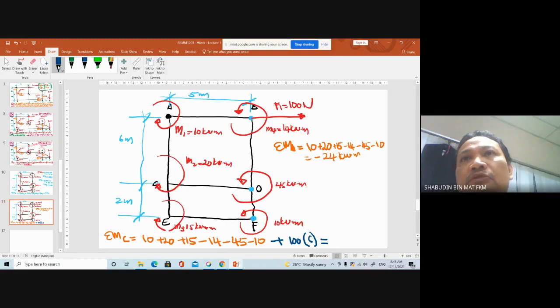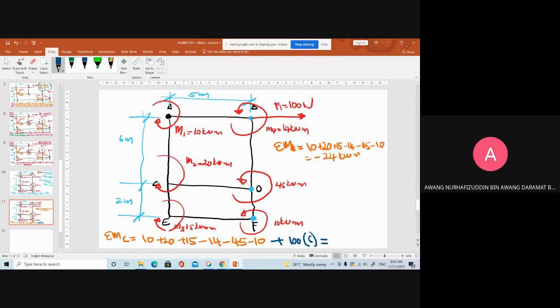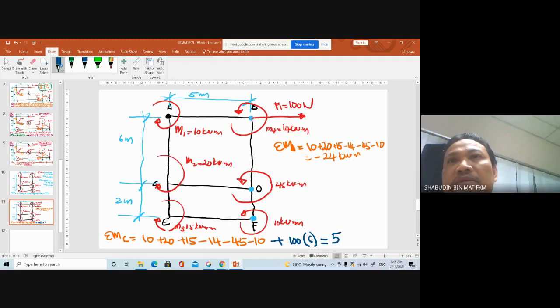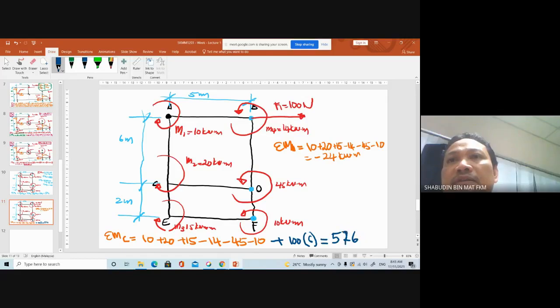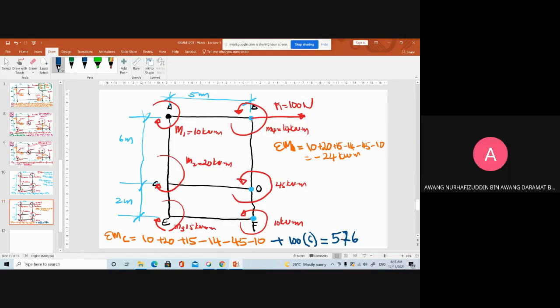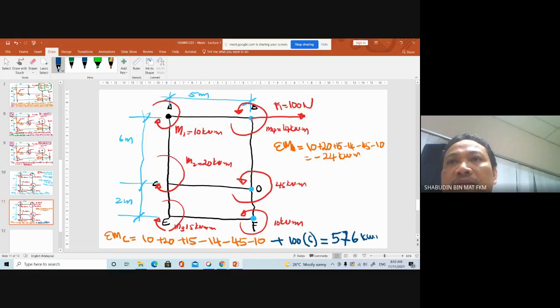No, 600 minus 24. 5 what? 500. 574. 6. Right? 7, 5, 7, 6, 7 Newton meter. Can you get me moment at point F?